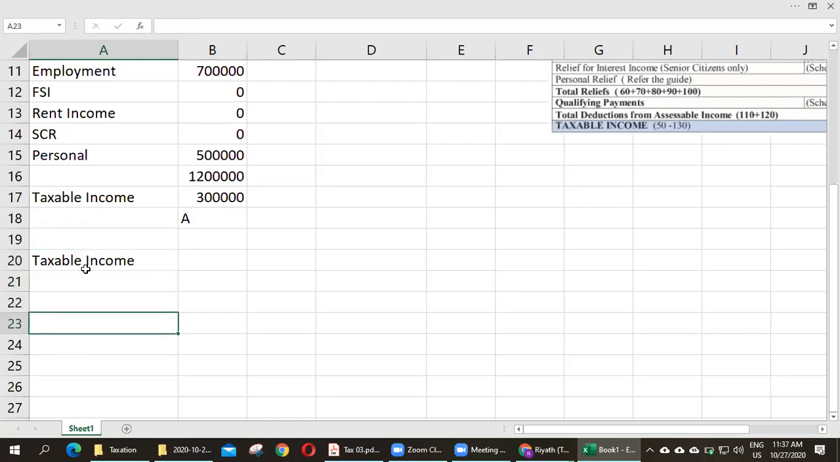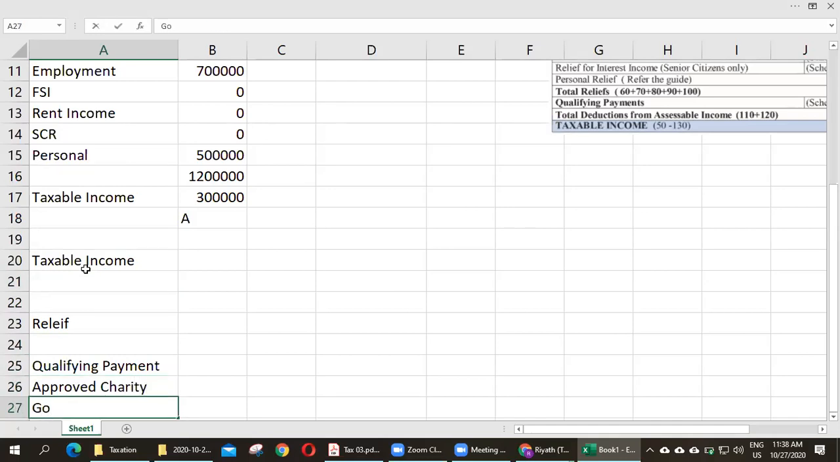From that we can deduct relief and qualifying payment. The qualifying payment, there are two things. Number one is approved charity. Number two, government.